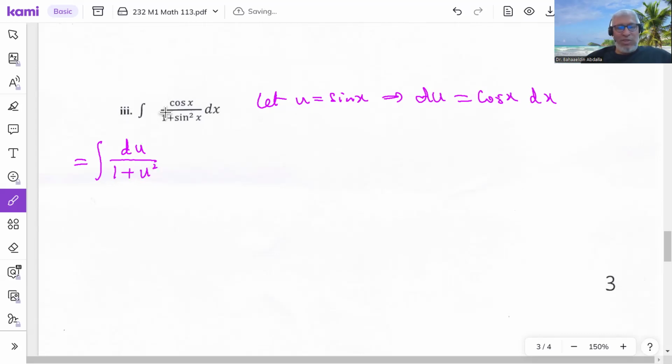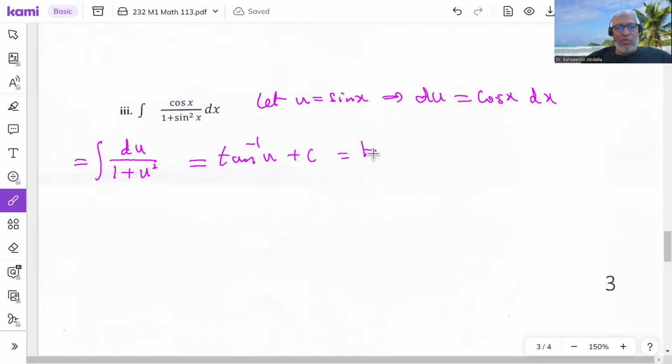So I changed this integral from x to u, and now I have this integral. What is the integral of 1 over 1 plus u squared du? Well, if you know the formulas, then you know that the integral is tan inverse u plus c.